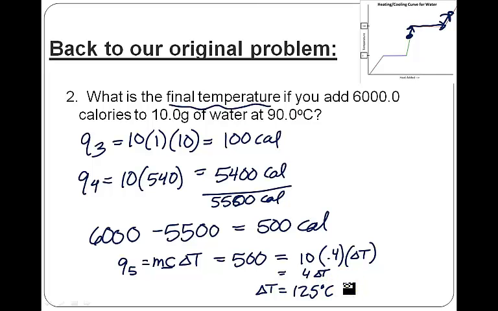Now, what temperature were we starting at? We initially started at 90, but in this step, we were already at 100 when we started calculating our Q5. So our temperature is going to increase from 100 up 125 degrees, so we should end at 225 degrees Celsius, which is much more reasonable than 690 degrees Celsius.